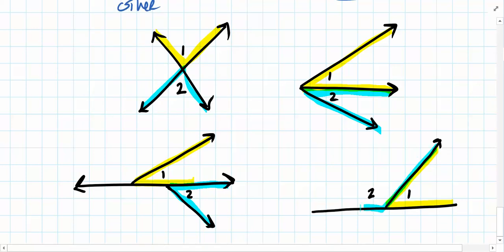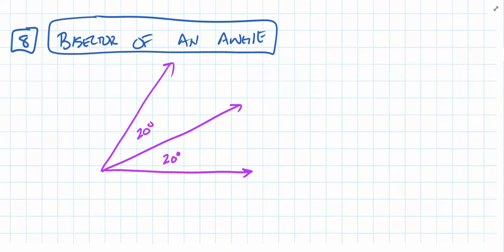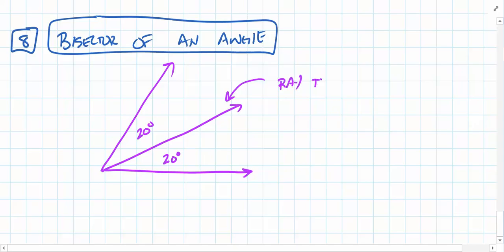This feeling good? Alright, so the bisector of an angle. What do you think the bisector of an angle means? What do you think it means? It's not a trick question. Yeah, it cuts it in half, right? So, right here, it is a ray that cuts the angle in half. So that's the bisector of an angle.